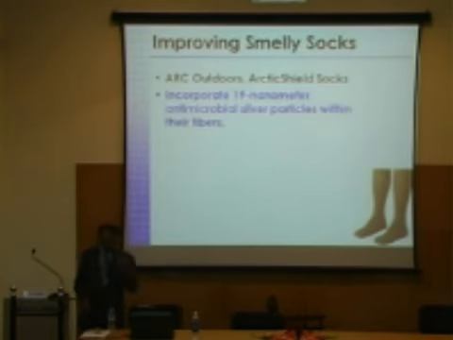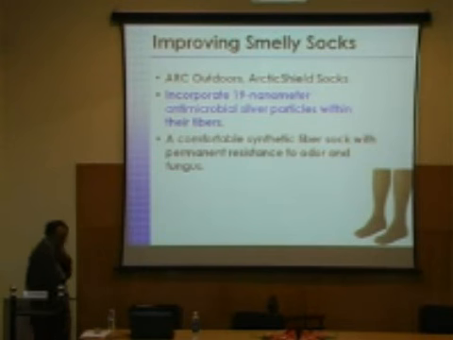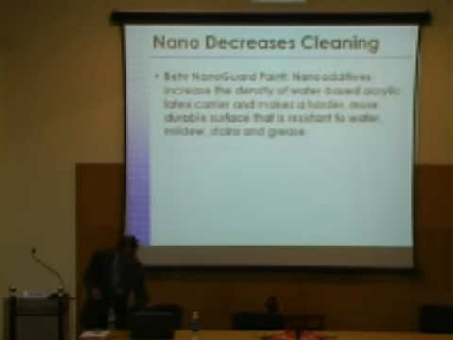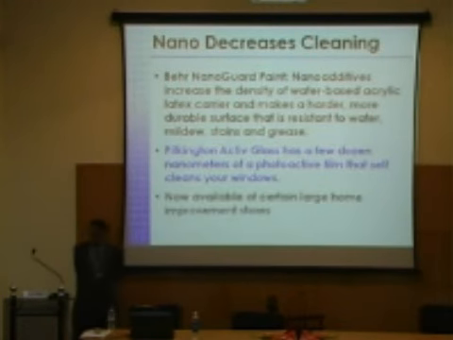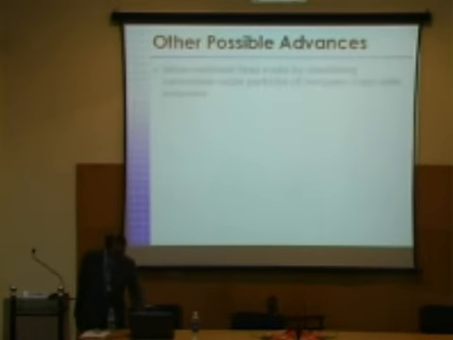And socks, for example, if you can put small silver particles, extremely small, 10 to 15 nanometers, in the socks, basically you will get rid of all the smelling problems sometimes people have with the socks. And it's a permanent resistance to odor and fungus. So there are a lot of benefits for these things. And there are some windows now that if you put a nano coating, they have self-cleaning abilities. That is, again, available at certain home improvement stores.